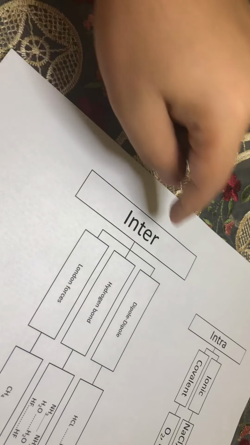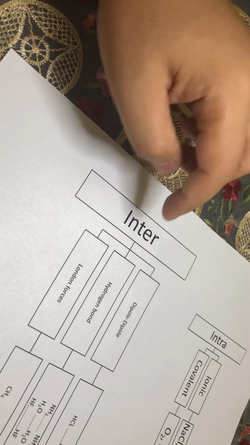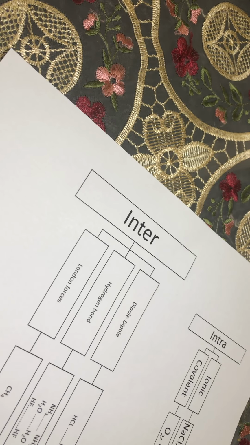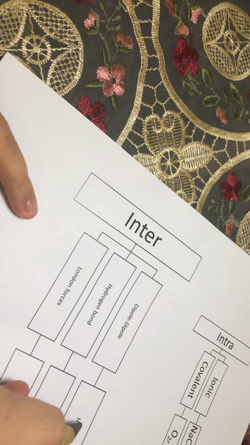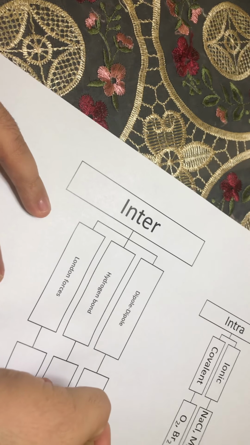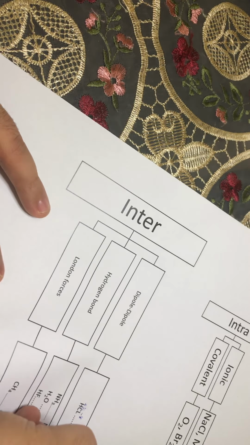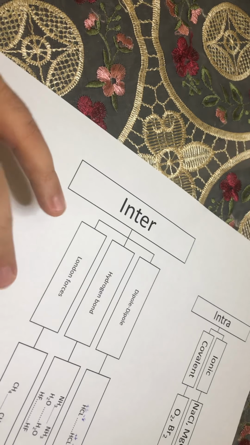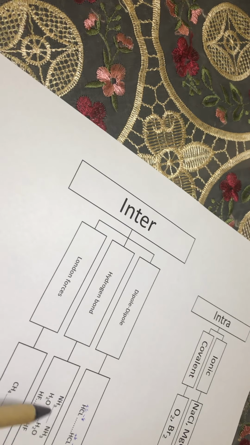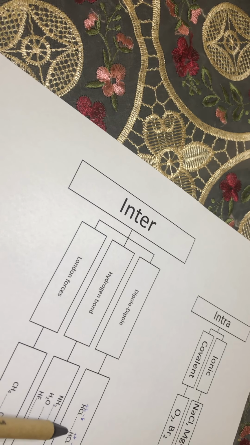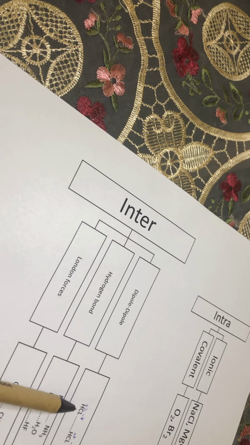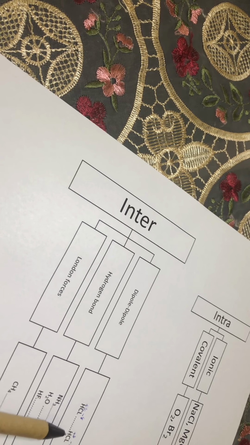Let's talk right now about intermolecular forces, and we start with dipole-dipole. Dipole-dipole forces are the attraction between the positive end of one molecule and the negative end of another. So for example, here we have HCl. This is the partial positive. This is the partial negative. Also, this is the partial positive. This is the partial negative. So this is a dipole. This is a dipole. This attraction between positive from the first molecule to negative from the second molecule is called dipole-dipole.